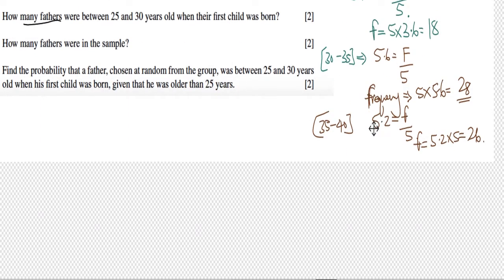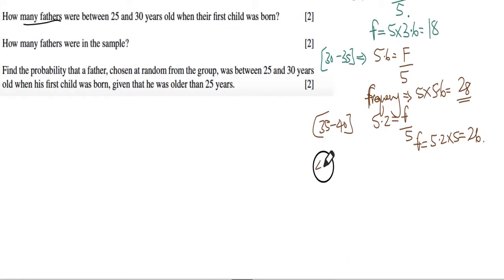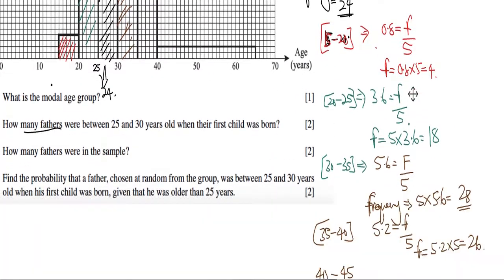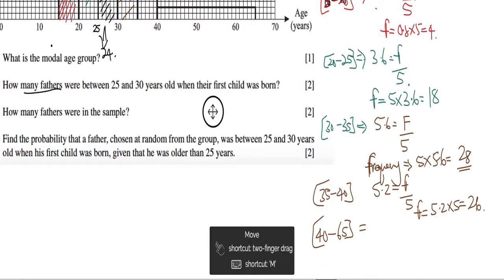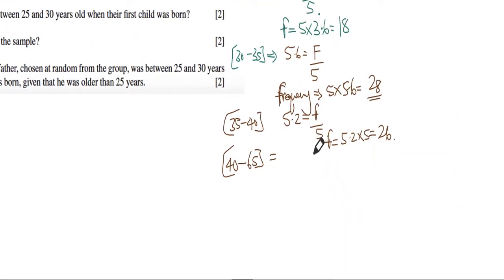And next we have the lengthier one, 40 to 65. The frequency density that we have is 0.4. So 0.4 equals frequency over class width, which in this case is not 5: it's 40 to 65, which is 25. So f equals 25 times 0.4, and we have 10.